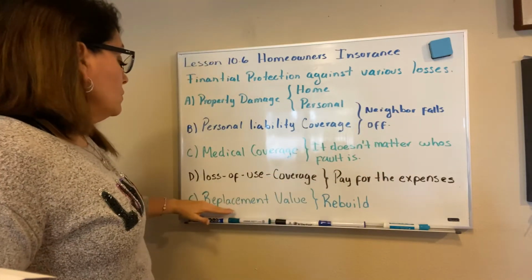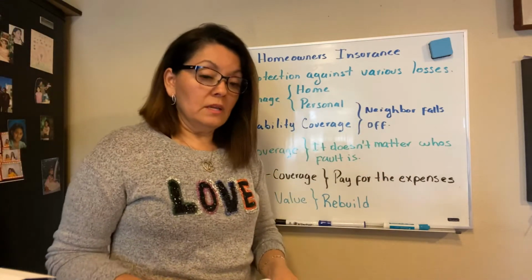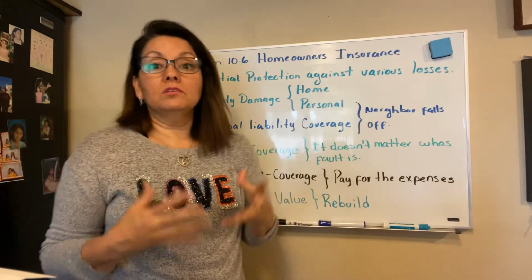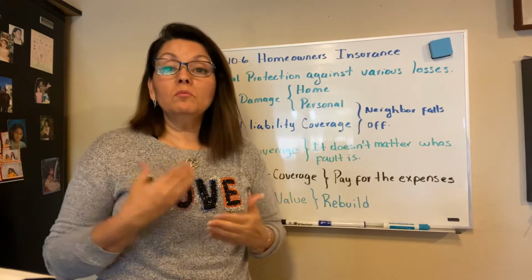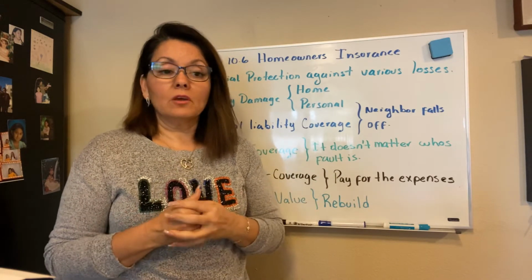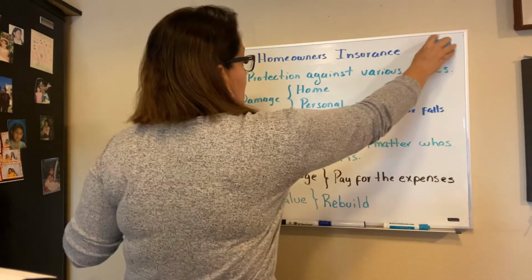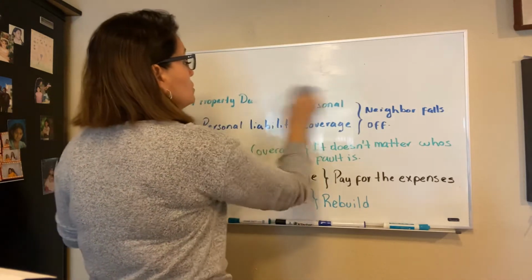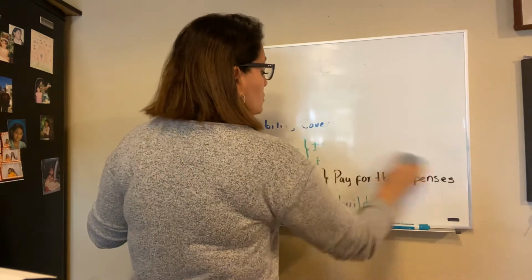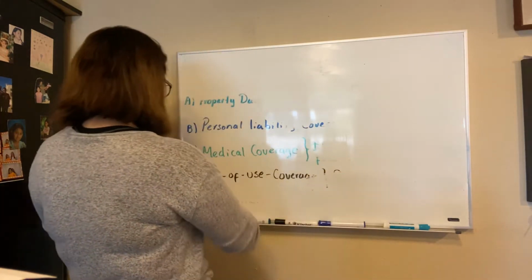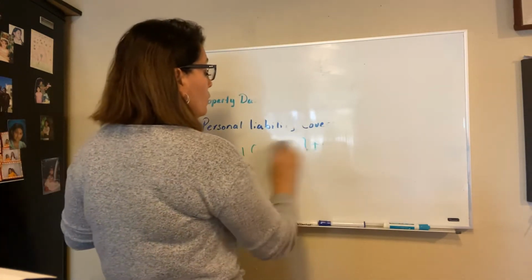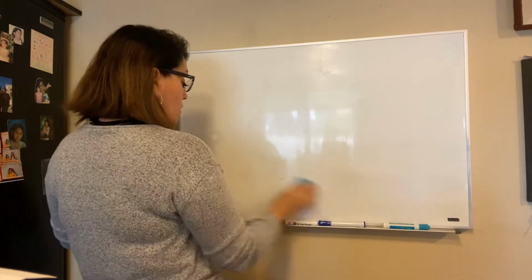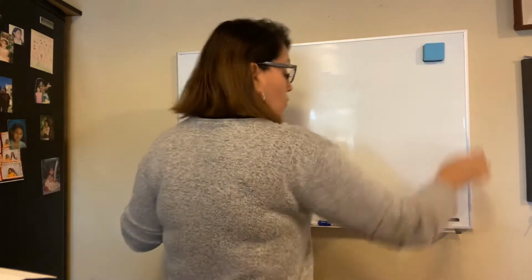The replacement value, this one is a really good one. It covers your house if your house got destroyed, and it covers rebuilding the house again. Like I said, the math is really easy on this one. I just wanted you guys to learn all the different coverage that homeowners insurance will cover. So it is very important to cover our house for all of them.